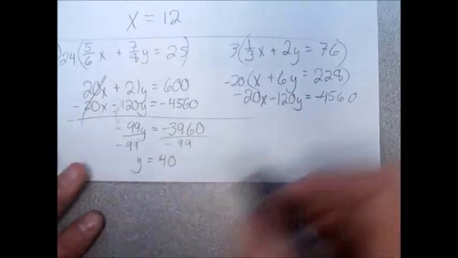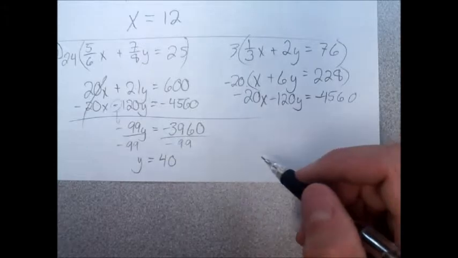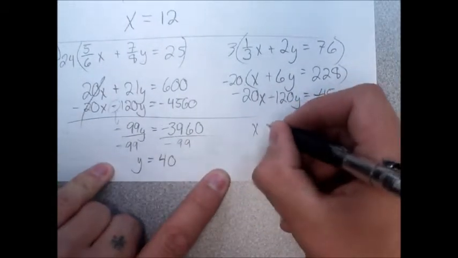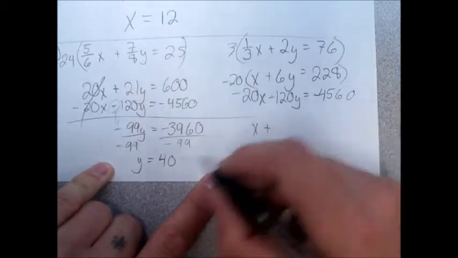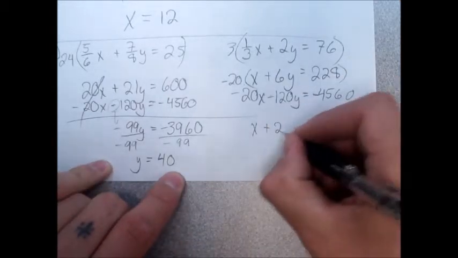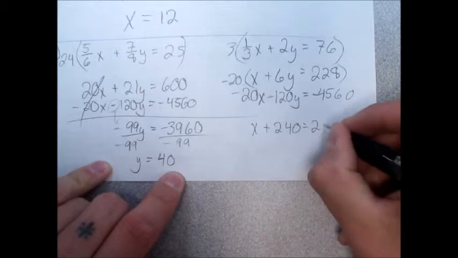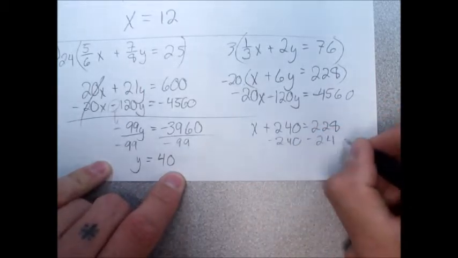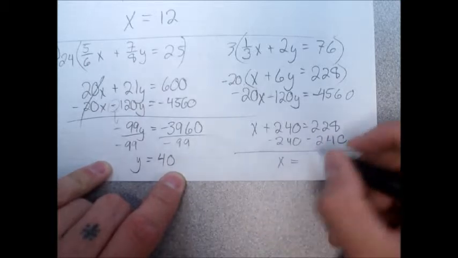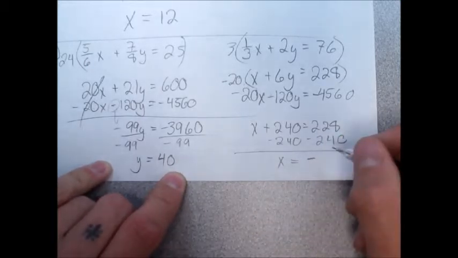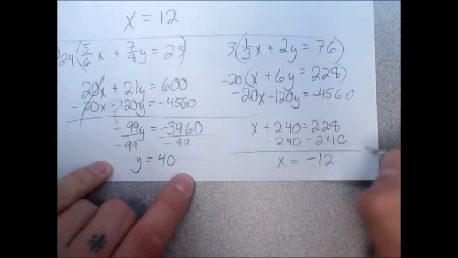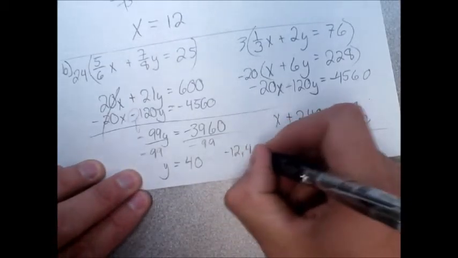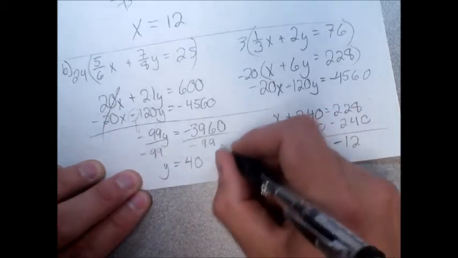And again, just plug that back into one of your original equations if you want, or you can plug it into your converted one. I'm going to plug it into the converted one because it's a really easy number. 6 times 40 is 240, equals 228. Subtract 240. X then will equal a negative number, which is -12. So final answer, -12, comma 40, in parentheses. There we go.